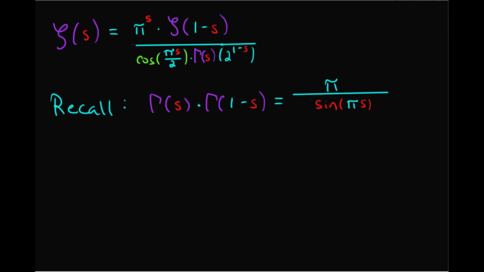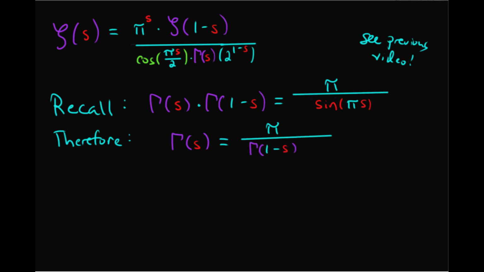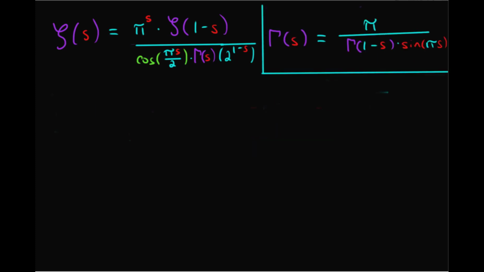And I have a video on my channel where I derive this relationship. So if this is new to you, I encourage you to go look at that. And so rearranging, we can write gamma of s equals pi over gamma of 1 minus s times sine pi s. And this is what I mean when I say that Euler could have derived the zeta functional equation. Everything I'm doing here, Euler either already knew or discovered himself.